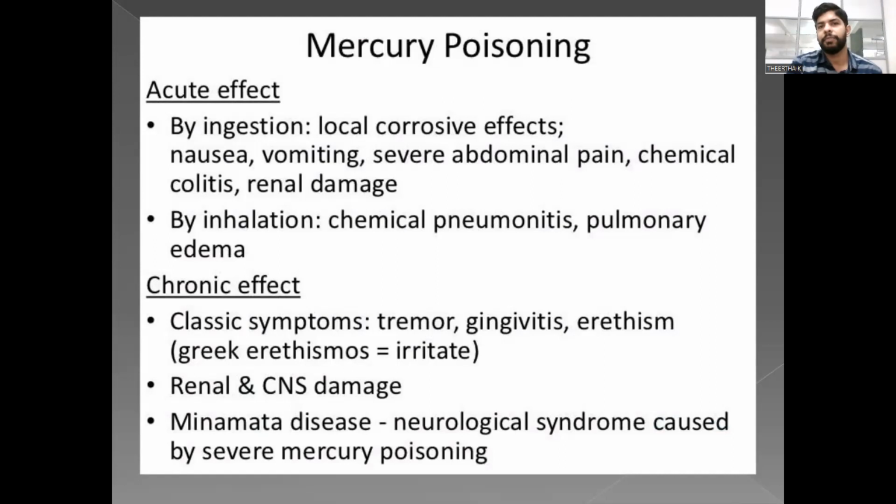Coming to the effects of mercury poisoning, there are a few acute symptoms. When mercury ingestion occurs, there is local corrosive effects, nausea, vomiting, severe abdominal pain, chemical colitis, or renal damage. When inhalation of mercury occurs, there is chemical pneumonitis and pulmonary edema. The chronic or long-term effects include classical symptoms such as tremor, gingivitis, erythema, renal and CNS damage. Minamata disease is a neurological syndrome caused by severe mercury poisoning.